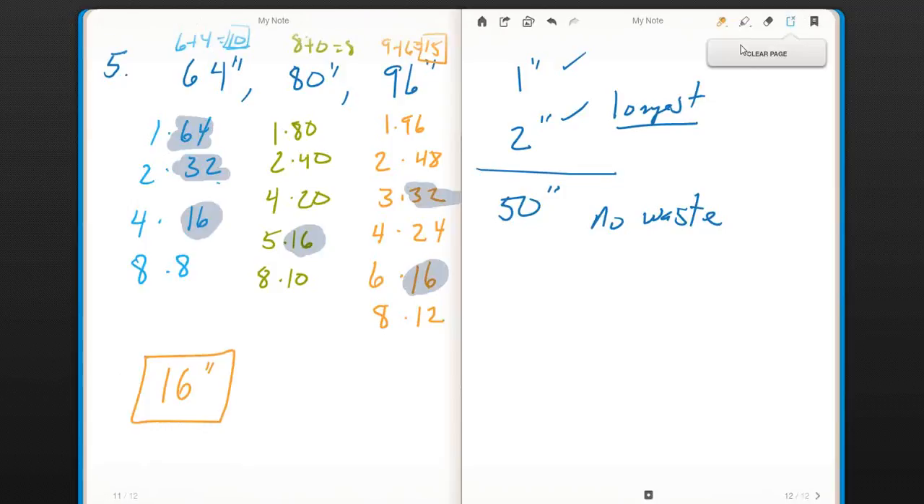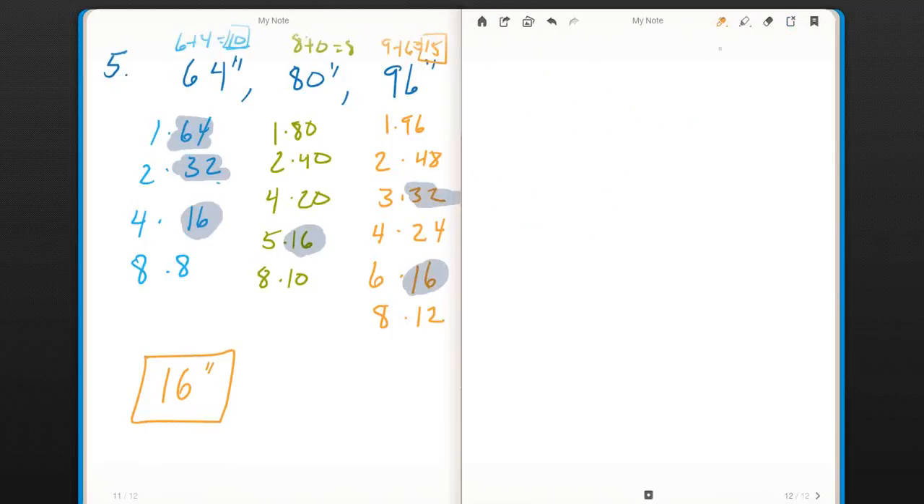Without finding all of the factors like that, let's talk briefly about another way to solve this. We could say that 64 is 8 times 8. You can do any factors that you think of. And 8 is 2 times 4.